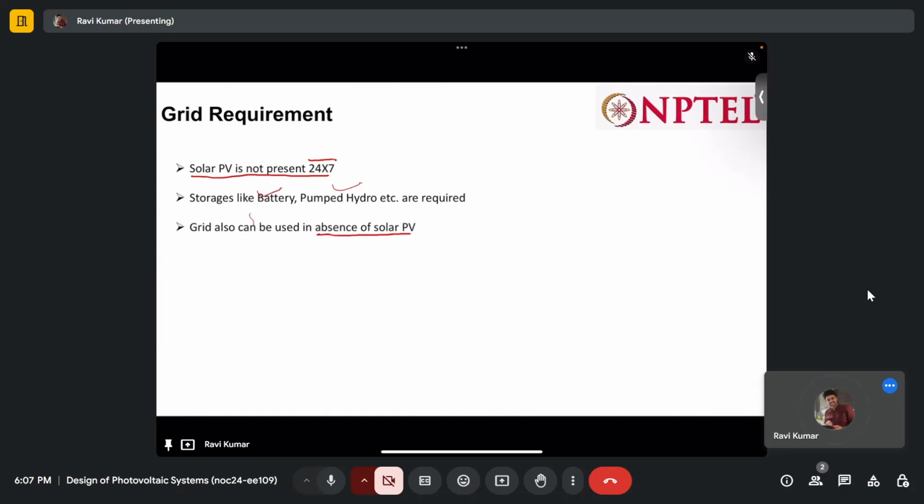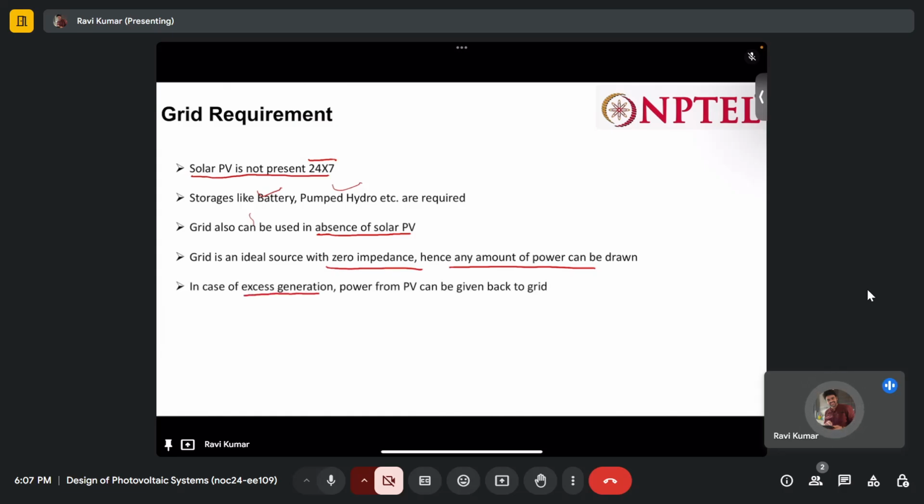So what is the grid? Grid is an ideal source with zero impedance. It means any amount of power can be drawn from this grid. That is the characteristic of a grid. Also, in case of excess generation in the daytime, we can feed to the grid, so the power generated by PV can be given back to this grid. Today's lecture is all about this grid integration.